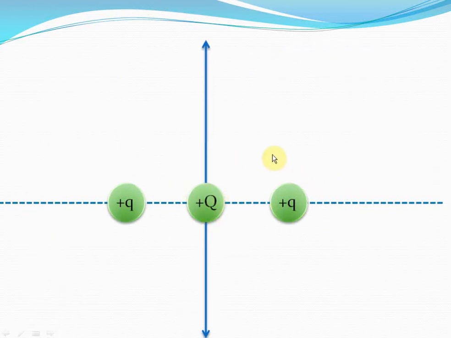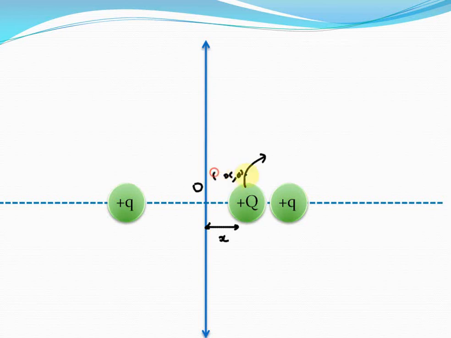Now the question states that when this charge plus q is displaced by distance x from the origin like this, then what is the change in the potential energy of plus q? So earlier it was at the origin, now it's at a distance say x comma 0. So what is delta PE, the change in the potential energy?